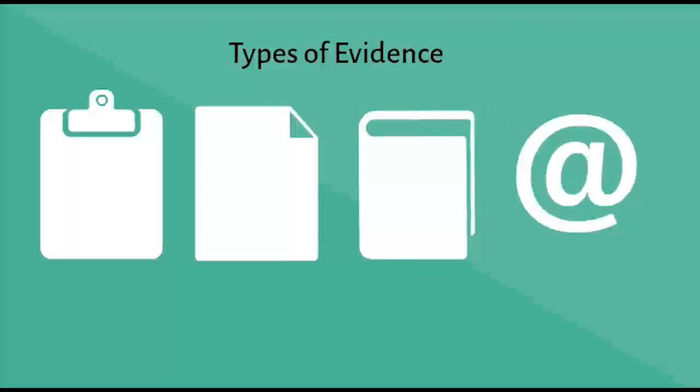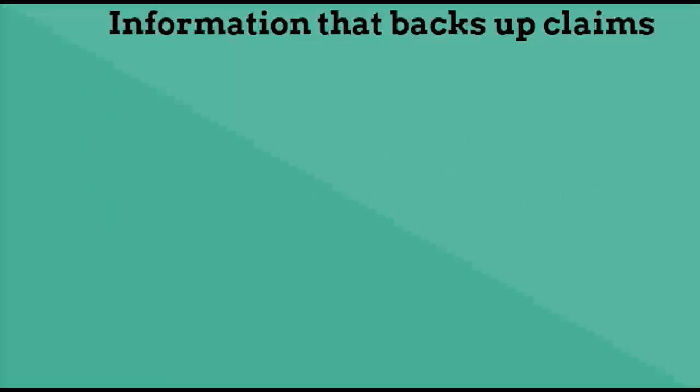Besides gathering evidence, you're going to need to write a statement explaining why you're appealing, also known as the basis for the appeal. Your statement connects your claims to your evidence. Keep the statement and the evidence well organized so your appeal is easy to read. Evidence is anything that backs up your claims.